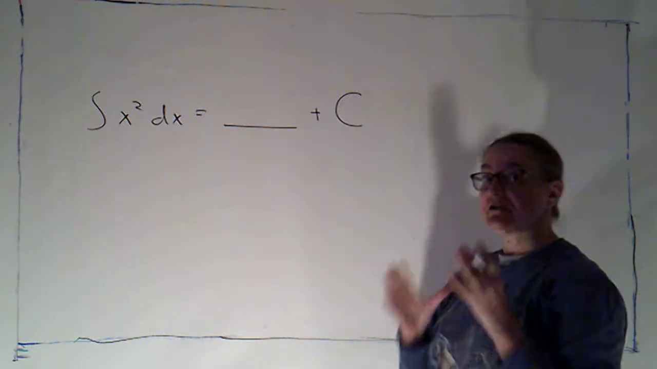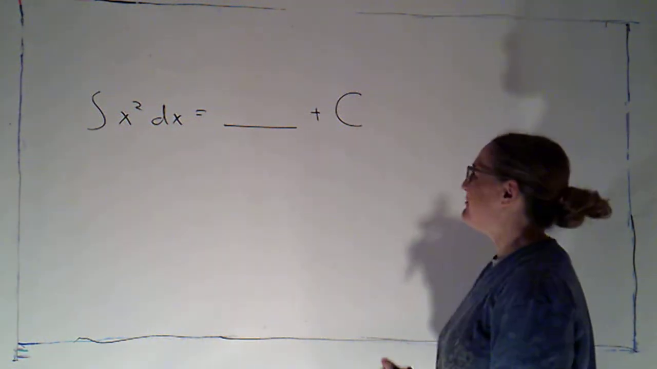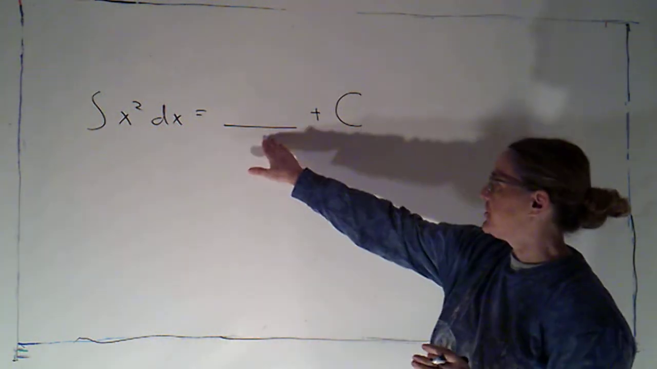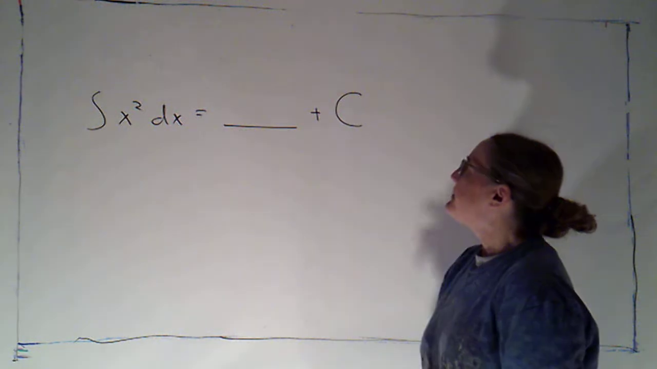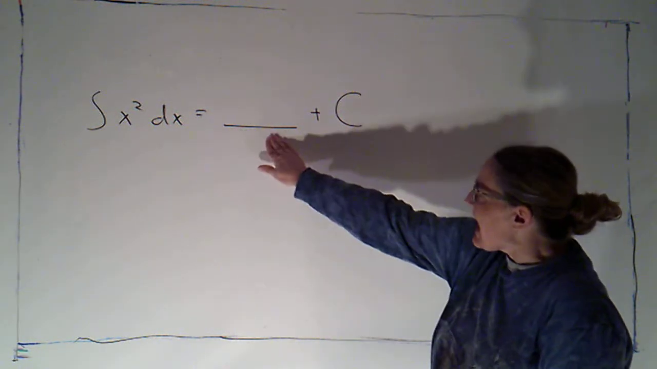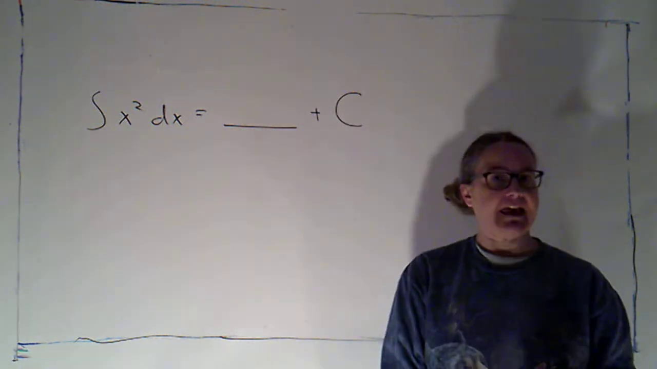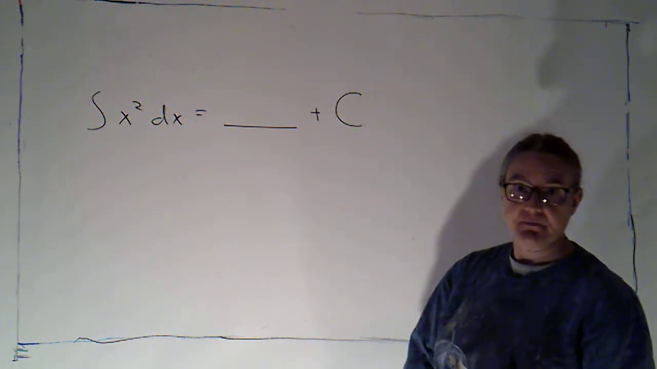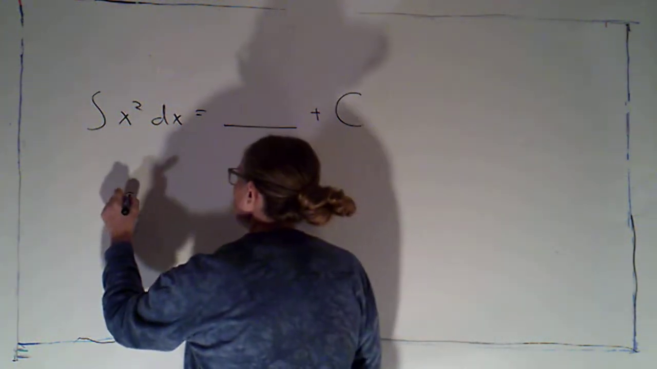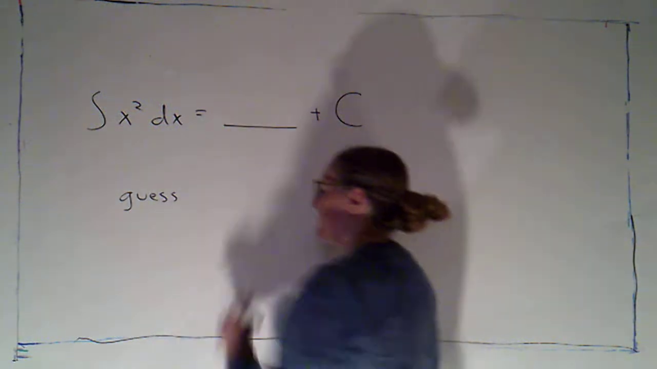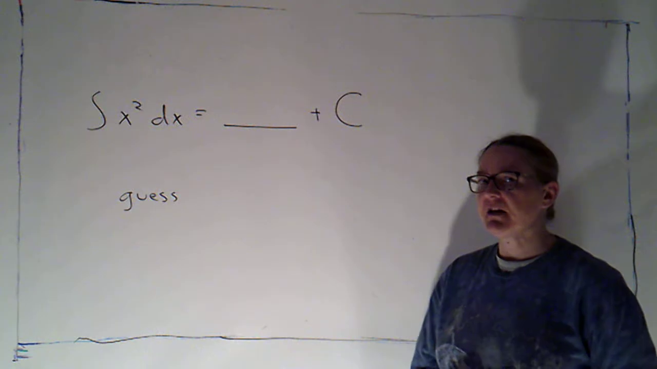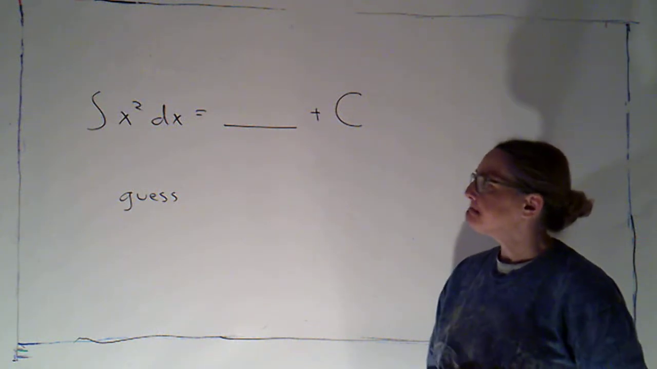Adding a constant doesn't change the derivative. Geometrically, what it does is it just vertically shifts whatever function I found here. Okay, so I need to find a function whose derivative is x squared, and I'm going to use just what I call the guess and check method. So I'm going to come up with a guess. Now, take a moment, come up with your own guess. If you need to pause the video, come up with your own guess.